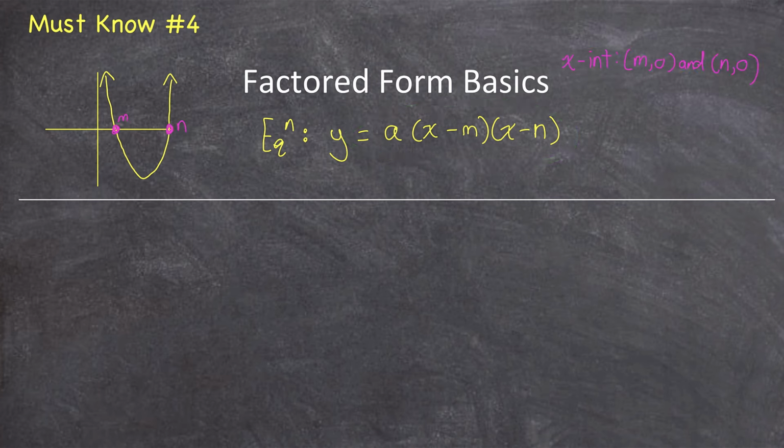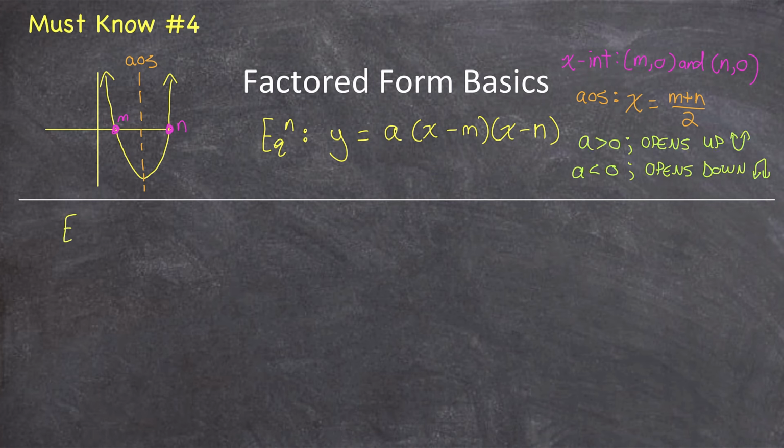And then, because parabolas are symmetrical about the axis of symmetry, I know that if I found the average of m and n, that would give me the axis of symmetry. So the equation of the axis of symmetry would be x equals (m plus n) divided by 2. And lastly, of course, the a value tells us the direction of opening of the parabola. Let me give you an example of a quadratic that's in factored form.